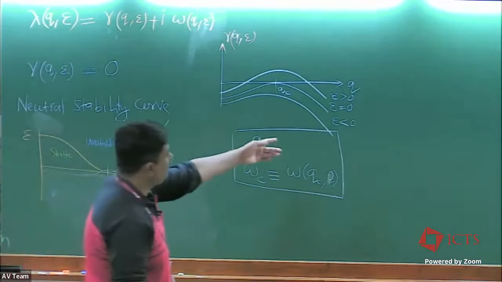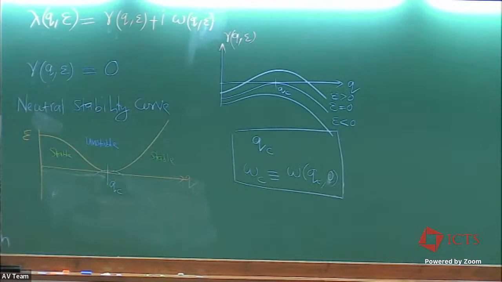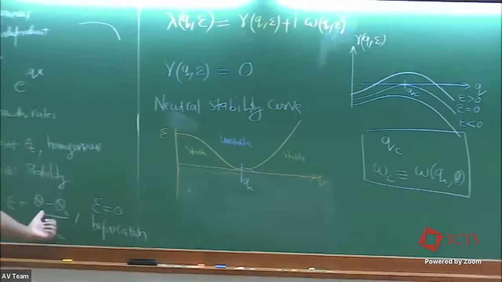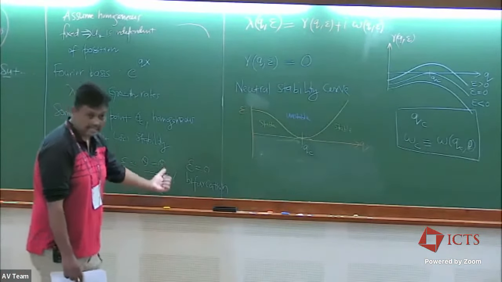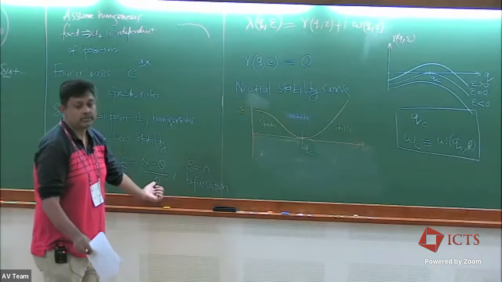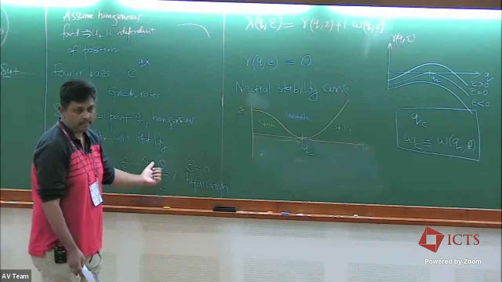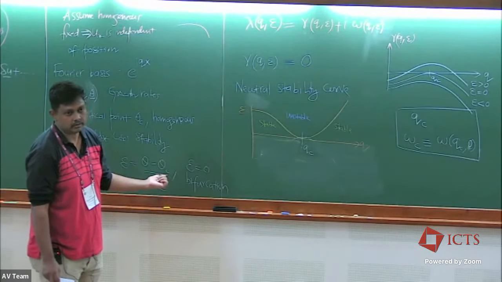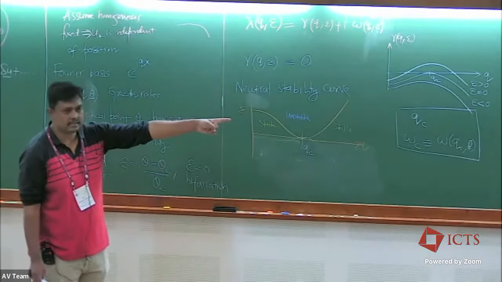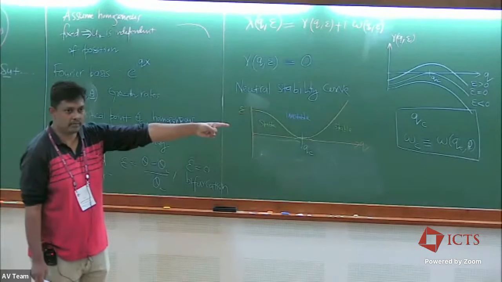Here, I've defined epsilon to be something such that at the critical point theta c, epsilon is 0. My definition is such that if theta is less than theta c, the homogeneous state is stable. And for theta greater than theta c, the homogeneous state is unstable to perturbations. Therefore, epsilon less than 0 is the stable value of the parameter.